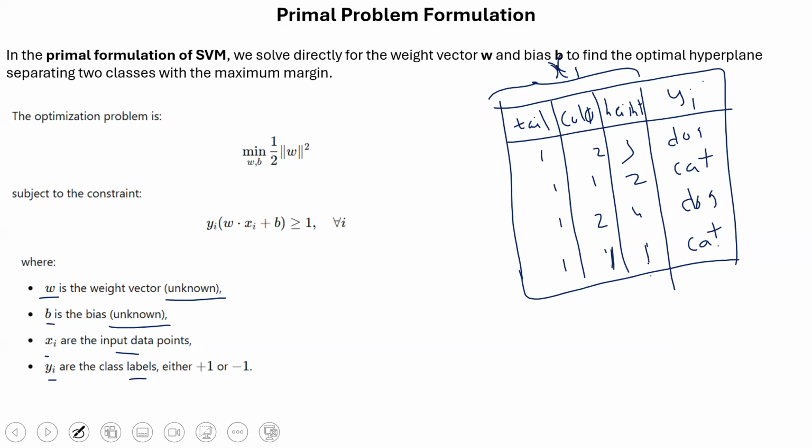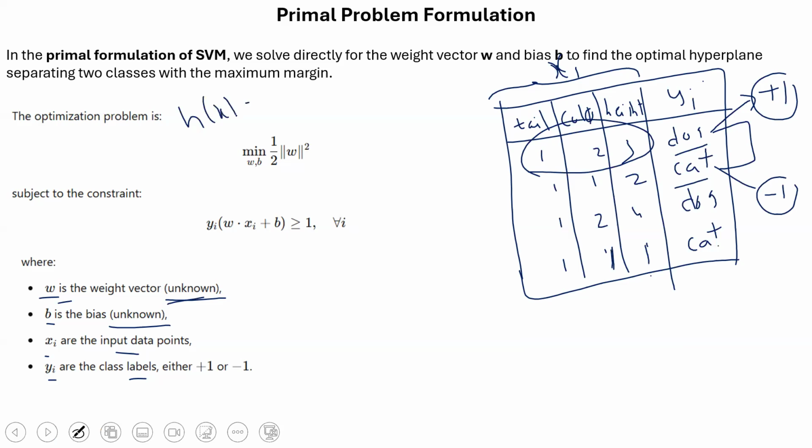And now Yi is given to you. Yi is given as dog and Yi is given as cat. So SVM can only be used to classify two classes, spam or no spam, dog or cat. In this case, we consider dog as +1 and cat as -1. So you know Y from the data matrix and you also know Xi. What you're trying to determine is W and B, which are the hyperplane parameters.